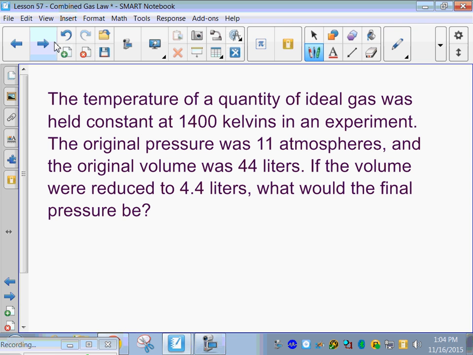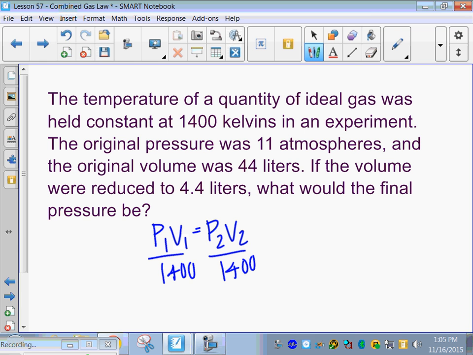So this one, it tells us it's constant. It also tells us that our temperature stays at 1400. So if you forgot, we could just get rid of the T's: we would plug in 1400 for both of our temperatures, and then we would solve. But since I remembered that I don't even need this, I'm just going to do P1 V1 equals P2 V2. If I wanted, I could put over 1400, but that just causes a little bit more complication when you're solving. So I'm just going to avoid that.